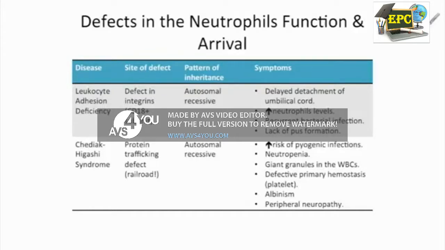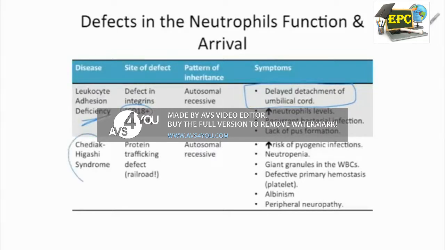So first of all, we will have the leukocyte adhesion deficiency. As we said, you will have deficiency in the integrin, specifically the CD18 subunit. And the first initial presentation is going to be the delayed detachment of the umbilical cord, and we have explained why, and increased levels of neutrophils, bacterial infections, and lack of pus formation.